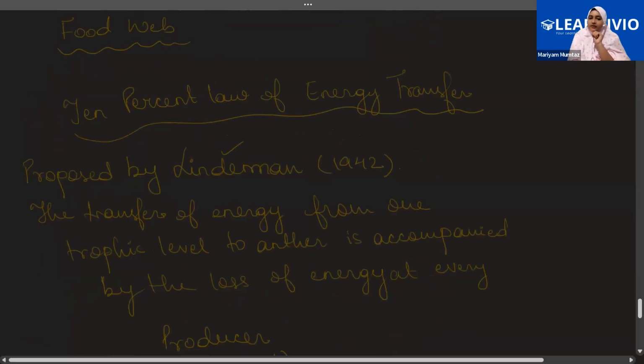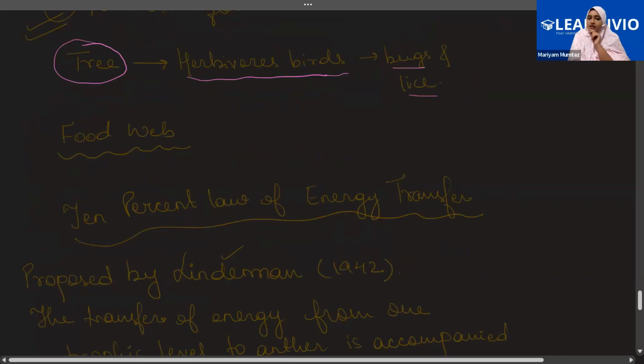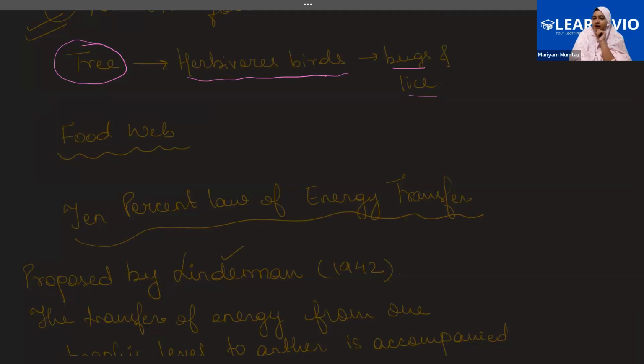Now, if you think about it, the food chain is not a very practical approach, being that none of the energy transfer or the feeding patterns are so simple. Okay, none of it.